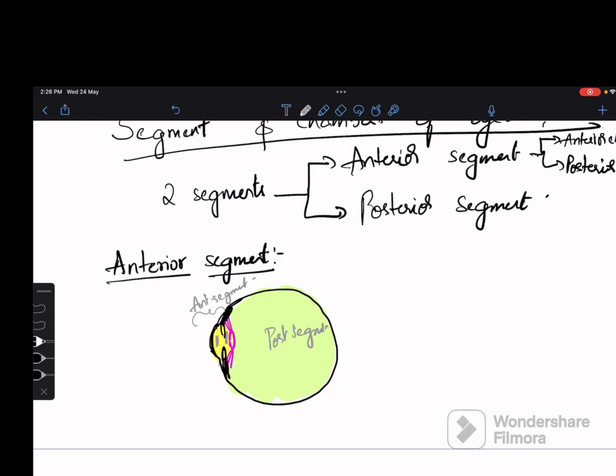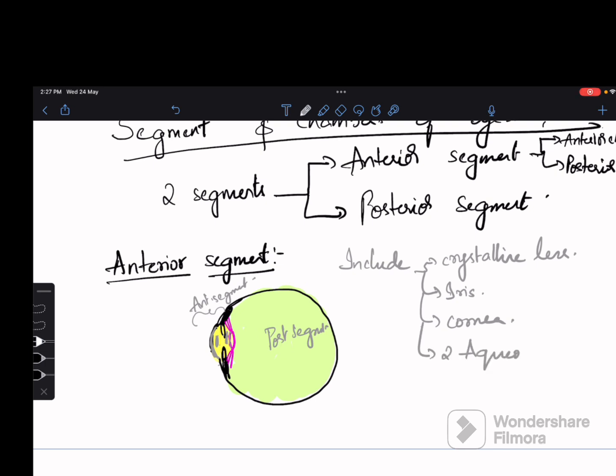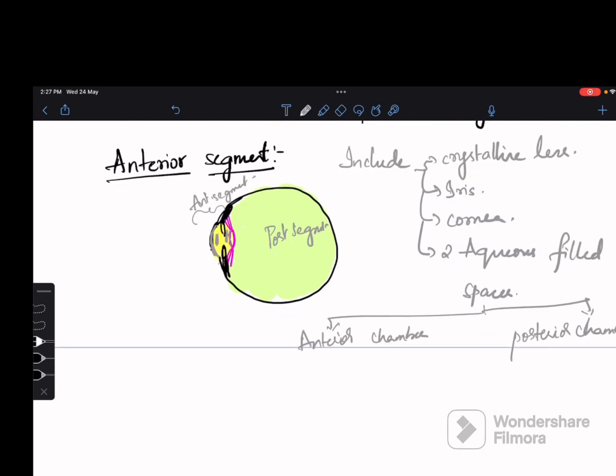If I have to write what anterior segment includes, first thing is crystalline lens. Then what all can you see here? Iris, right? So iris. Then what is over here? It is the cornea. Okay. So cornea. And then the two aqueous filled spaces. What is the name for these two spaces? It is the anterior chamber and posterior chamber. Okay. So coming to your anterior chamber now.